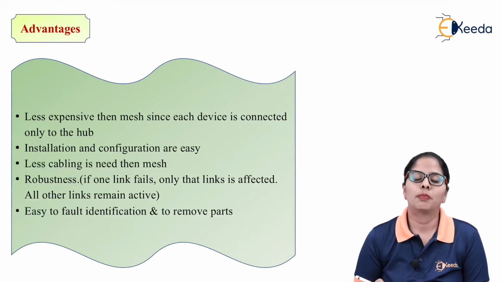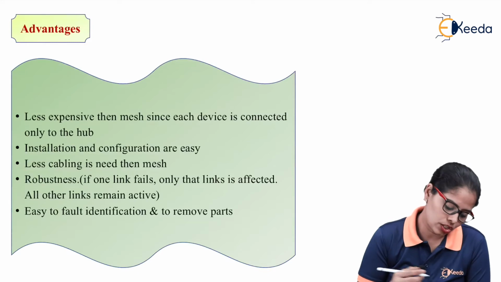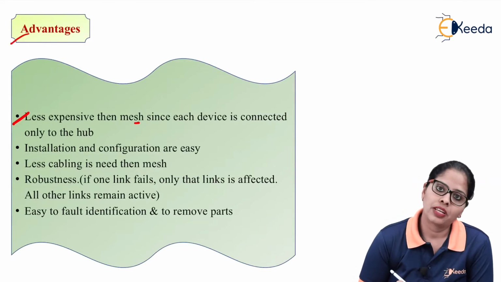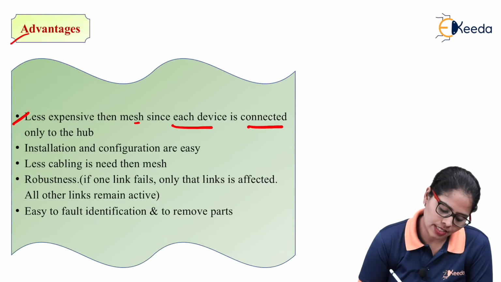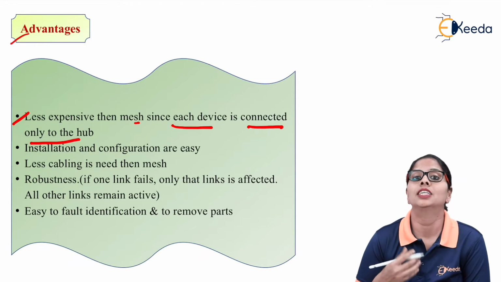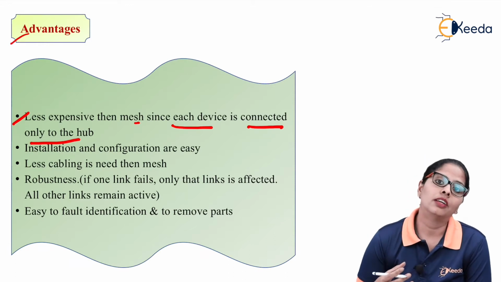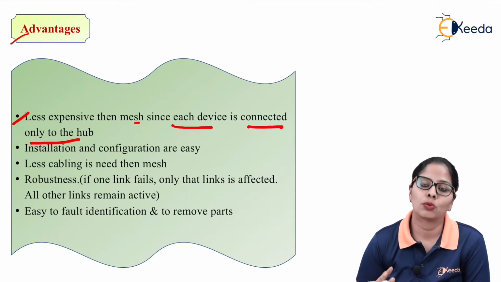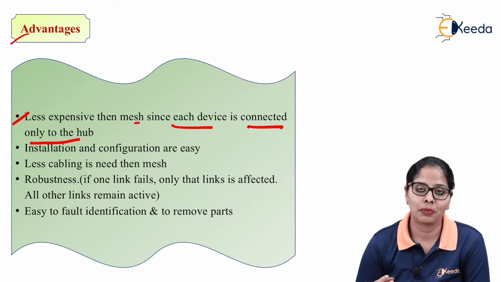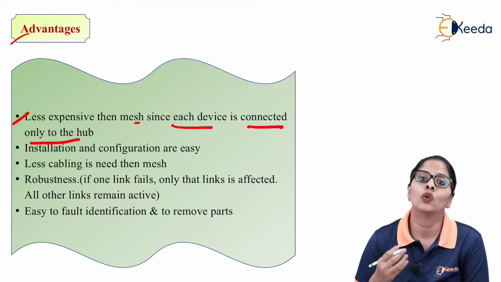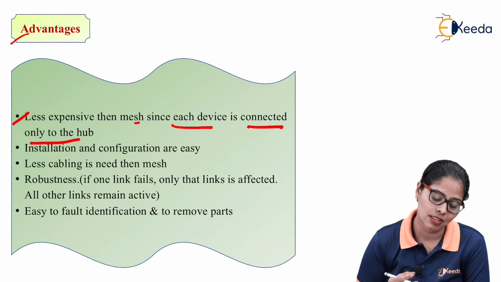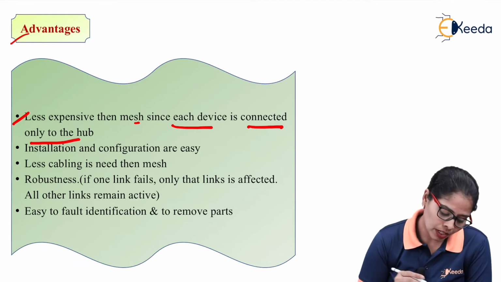Now let us discuss what the advantages are. It is less expensive than mesh, since each device is connected only to the hub. Basically, if you consider the cabling cost, when we compare with the mesh topology, in the star topology we need less cabling because there is a dedicated link only with the hub. So here the cabling cost is less than that of mesh topology.